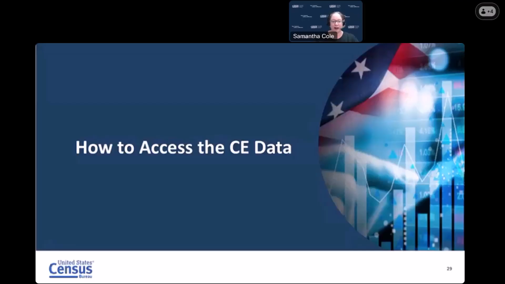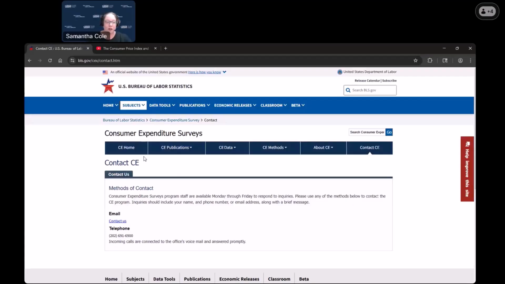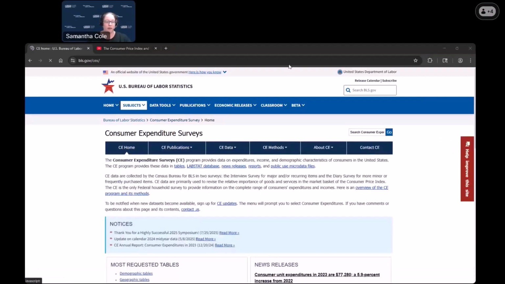So now looking at how do you access CE data. All right. So this is our BLS, our Bureau of Labor Statistics homepage, and this is where the data is publicly available.